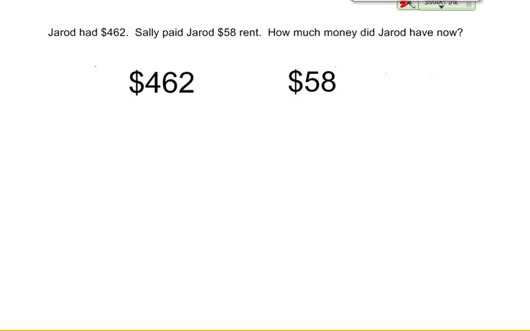Now, when we add things, it's going to come up in word problems too. We see this example. Jared had $462. Sally paid Jared $58 in rent. How much money does Jared have now? So we have these 2 numbers up here that we want to add together. The key thing we want to do when we add numbers together is make sure that our place values line up. Our 2 is in the 1's place, and our 8 is in the 1's place. So we're going to make sure our 8 goes right underneath that 2. Just like the 5 is in the 10s and the 6 is in the 10s, so we want to make sure that 5 goes right underneath the 6.